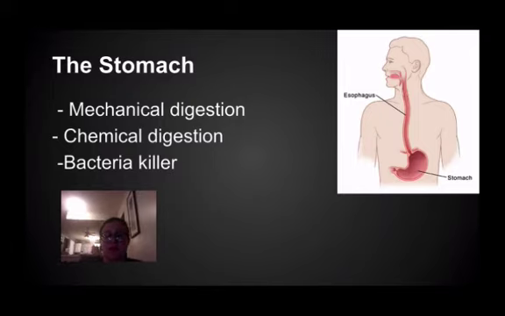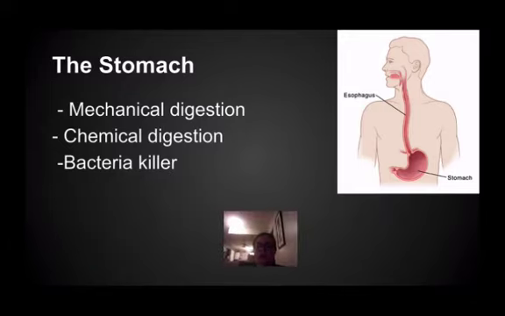In the stomach, there's a lot of acid and other chemicals that will help break big molecules down into smaller molecules. The stomach is very acidic, and it also kills any harmful bacteria that we may have accidentally ingested in our food. Now, it doesn't always kill all the bacteria, but it kills a lot of the bacteria that may make us sick that is in our food.